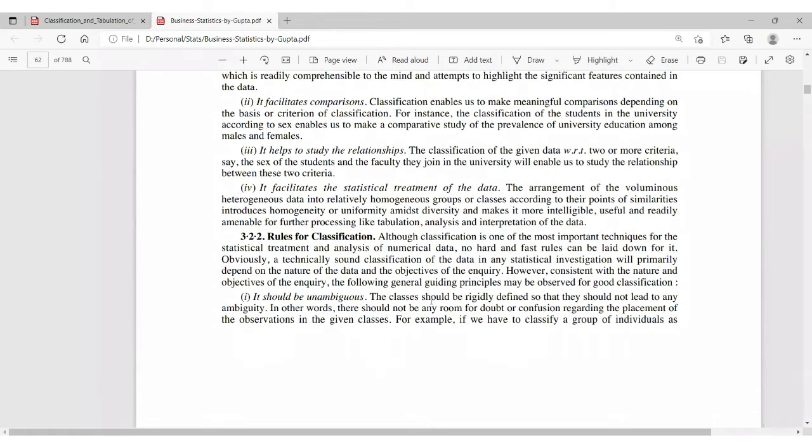Now, rules for classification. Although classification is one of the most important techniques for the statistical treatment and analysis of numerical data, no hard and fast rules can be laid down for it. Obviously, a technically sound classification of the data in any statistical investigation will primarily depend on the nature of the data and the objective of the inquiry. However, consistent with the nature and objective of the inquiry, the following general guiding principles may be observed for a good classification.